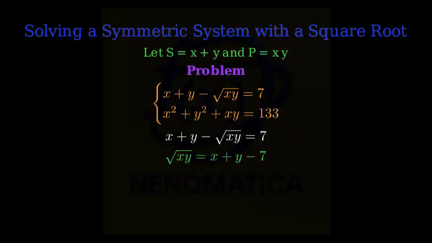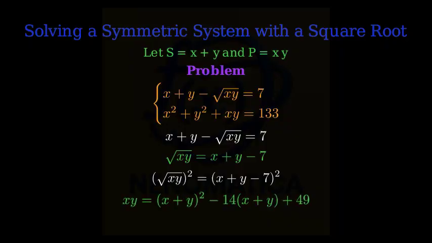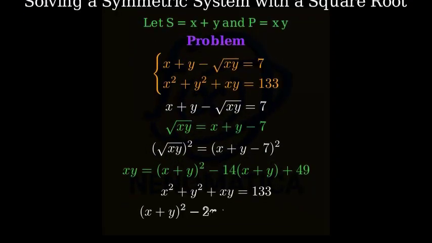Step 2. Square both sides to remove the square root. Then, expand the square on the right. This gives xy equals the quantity x plus y squared minus 14 times x plus y plus 49. Step 3. Rewrite the second equation using the identity x squared plus y squared equals the quantity x plus y squared minus 2xy. Then simplify to get the quantity x plus y squared minus xy equals 133.